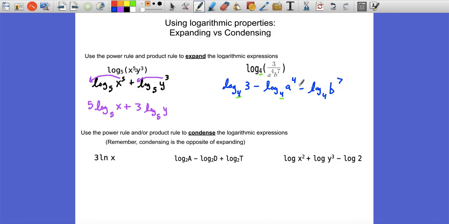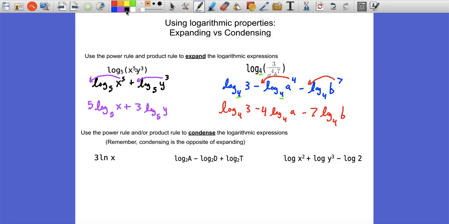So we've successfully expanded using the product rule. Now we have to use the power rule to continue expanding and get rid of these exponents. So this just comes down, log base 4 of 3, minus, this 4 comes out front, so minus 4 times log base 4 of a, minus 7, again this 7 comes out in front of that logarithm, times log base 4 of b. And there we go. So that is our fully expanded logarithmic expression.